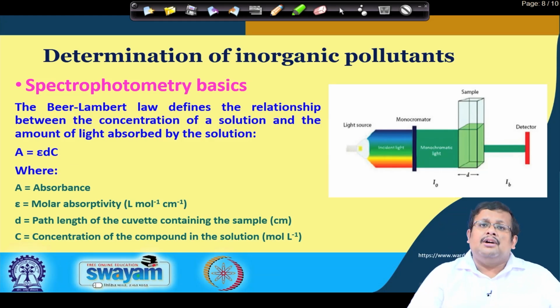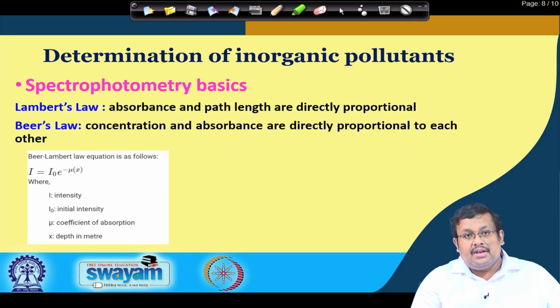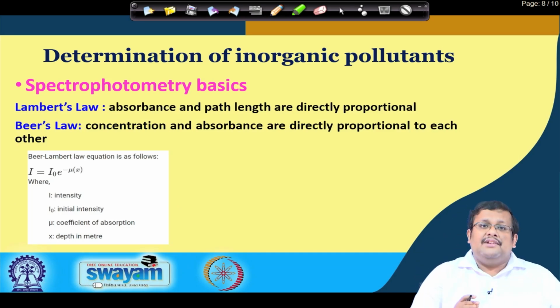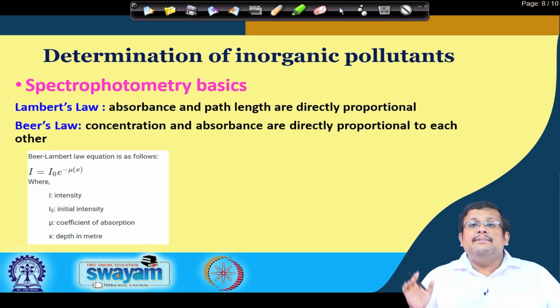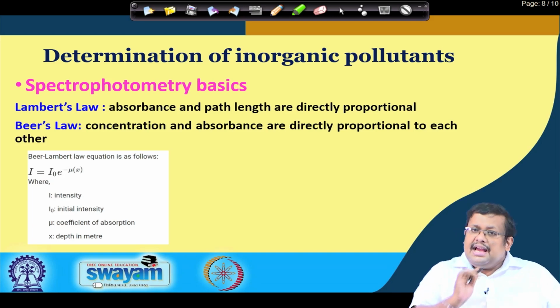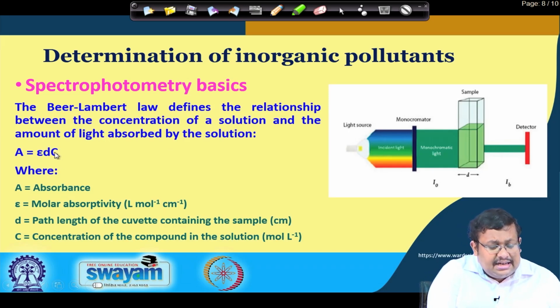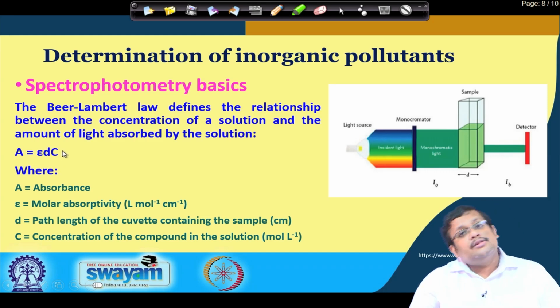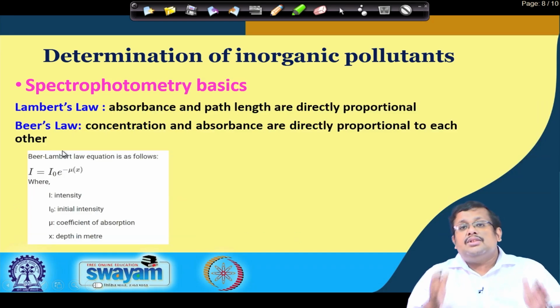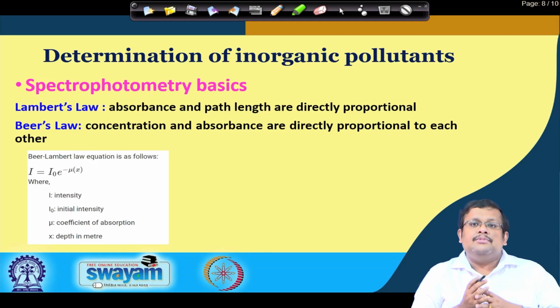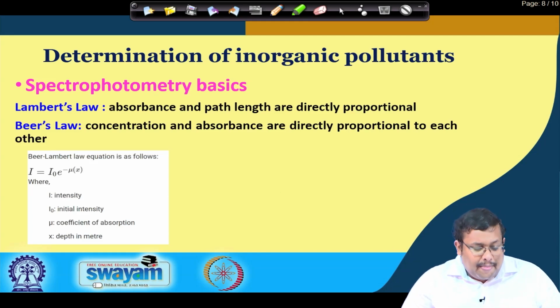So, this is the basic form of Beer-Lambert's law. What is Beer-Lambert's law? In simplified form, Lambert's law says absorbance and path length are directly proportional to each other, and Beer's law says concentration and absorbance are directly proportional to each other. So absorbance is proportional to path length, and absorbance is also proportional to concentration. These are basically two laws, and we combine them to form Beer-Lambert's law.